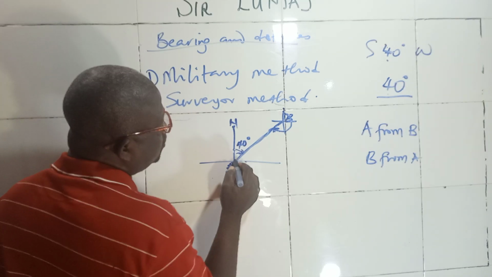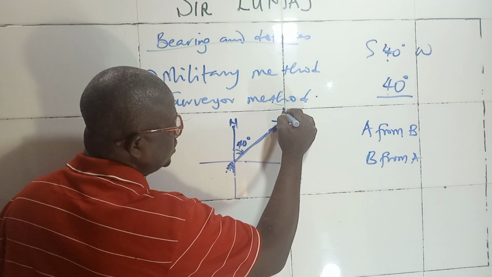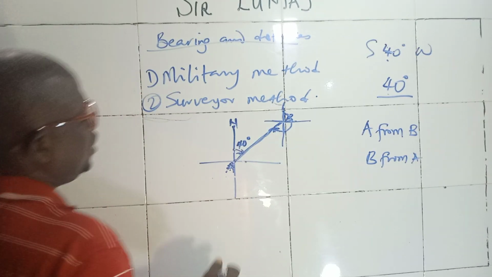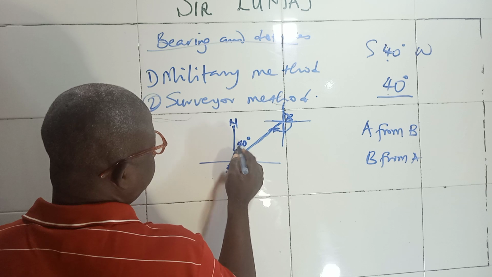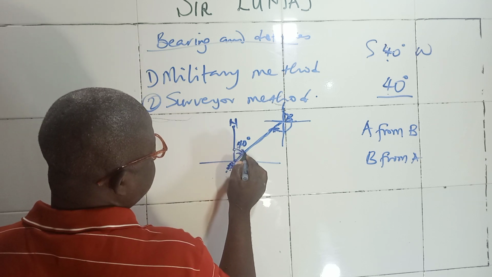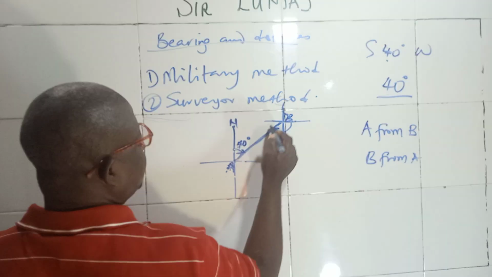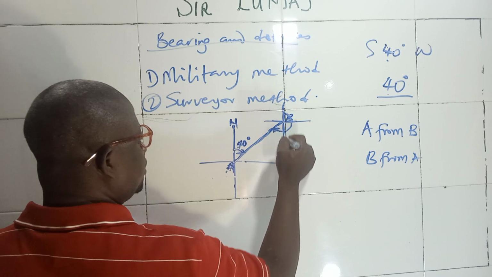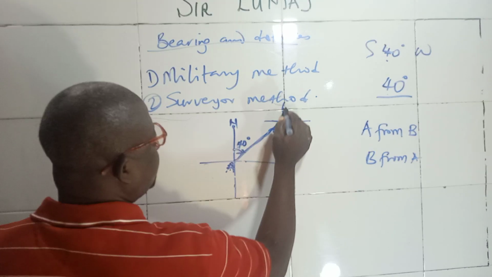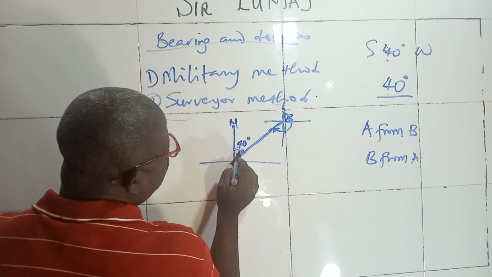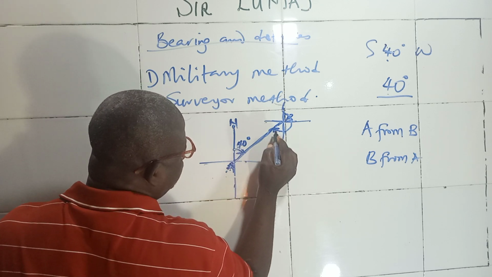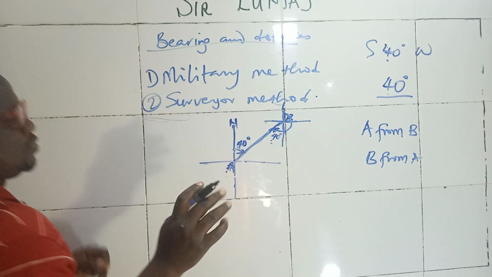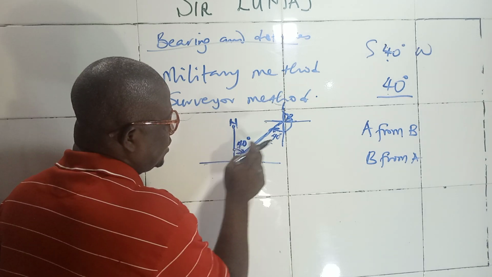So if this one is 40 degrees, you can extrapolate this and make it bolder so you know what you are doing. This is a transversal line. This line is parallel to this line. So if this one is 40 degrees, definitely this will also be 40 degrees, because they are alternate angles.